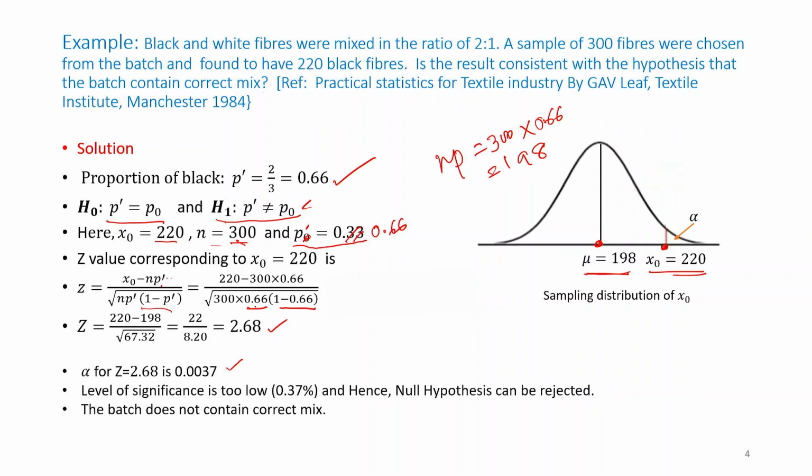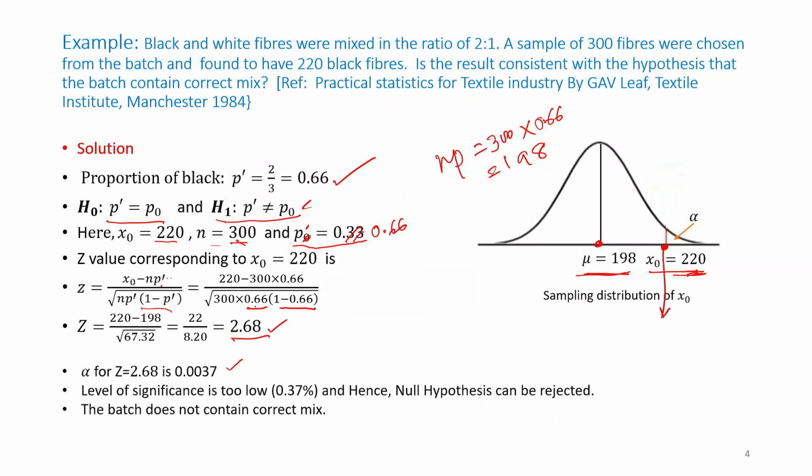And the point is, what sort of decision will we take if I get an X value which is 220, but the mu value is supposed to be 198. That means the mean value of the black fibers is exactly 198. However, by taking a sample and counting 300 fibers, we find the value to be 220. And hence, the decision we have to take is whether the proportion is correct or not. And therefore, when we find the Z value corresponding to this X, this Z value is coming to be 2.68.